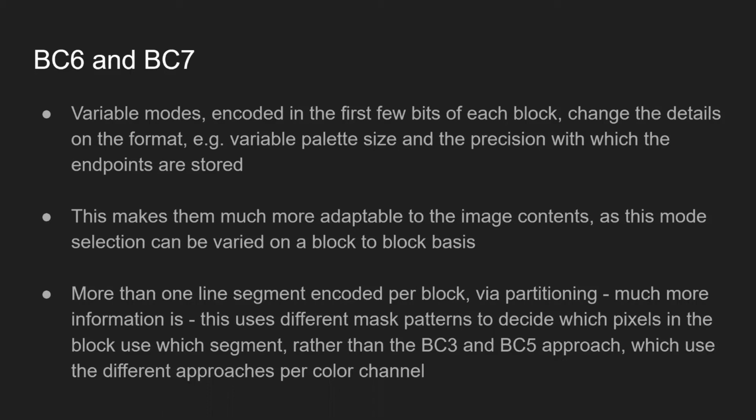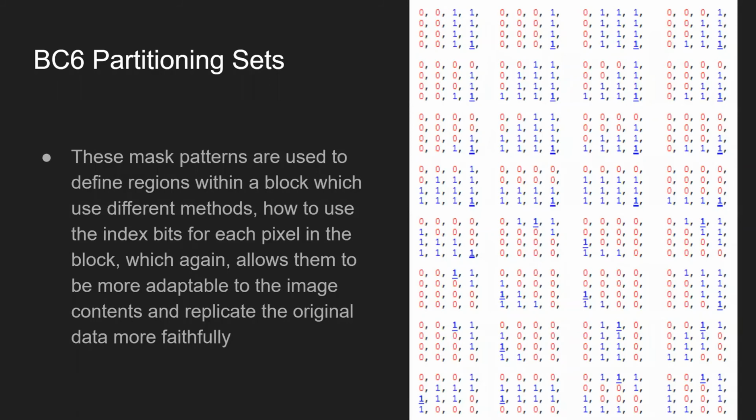Some of them use more than one line segment, that is more than one set of endpoints and palette indexes, and it does this via partitioning. Where BC3 and BC5 do this on a per channel approach, BC6 does this with something called partitioning sets. And so these are basically a mask that applies, it makes the selection based on positioning on the 4x4 pixel block.